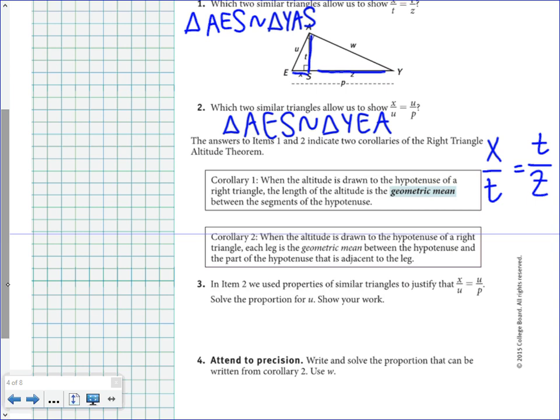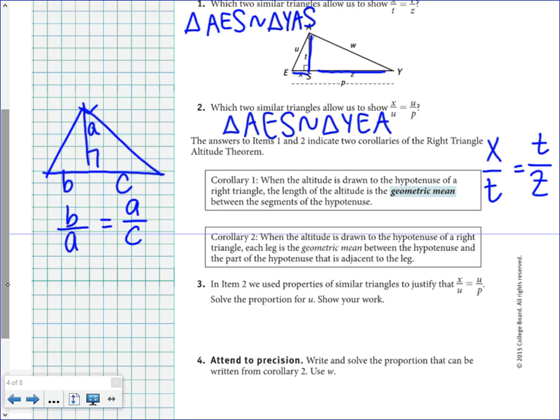So if you just want to look at a triangle that only has those parts, you could put A and B and C, something like that. Your altitude is your geometric mean between your two parts of your hypotenuse. So that's the first corollary.